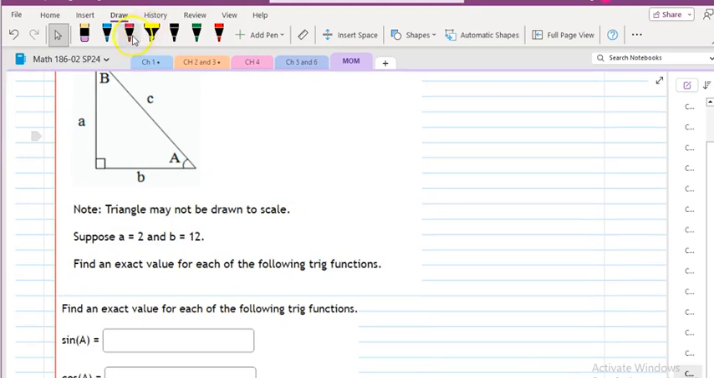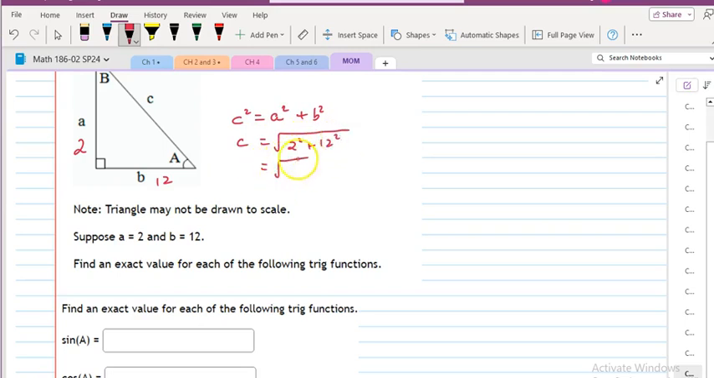I have only two sides, so I can solve for the third side using the Pythagorean theorem. A is 2, B is 12. C is the hypotenuse, so C squared is equal to A squared plus B squared. So C would be the square root of A squared plus B squared. In this case, it's 2 squared plus 12 squared. 2 squared is 4, 12 squared is 144. So it's the square root of 148.